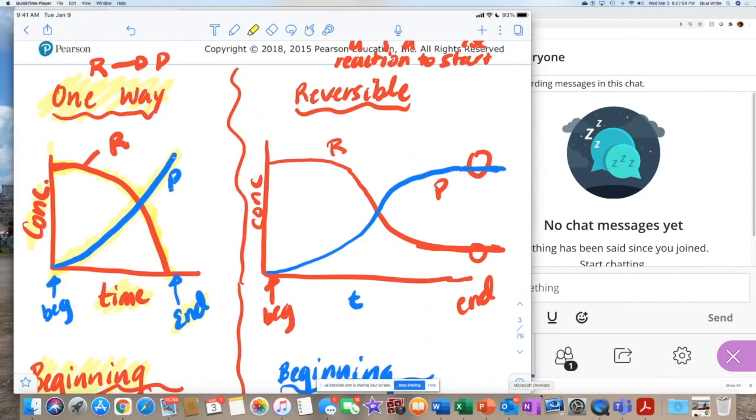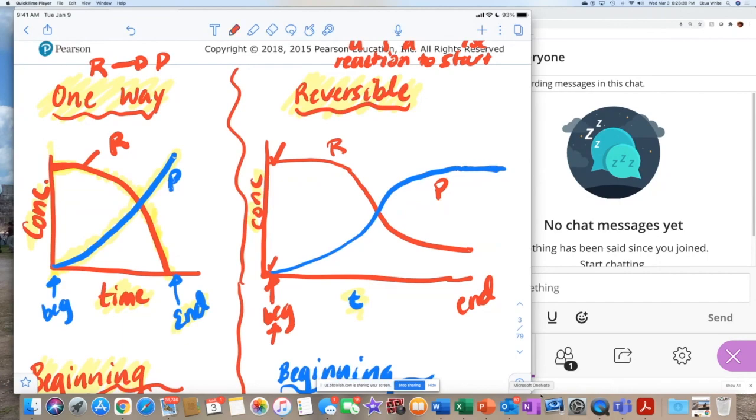So how is a reversible reaction, as far as the graph is concerned, different from a one-way reaction? Well, in the reversible reaction scenario, we're still looking at concentration as our y-axis versus time. Let's look at what the beginning looks like. In the beginning of either reaction, everything looks the same. You have reactants only, and you have no products, right? It shows here zero concentration of product.